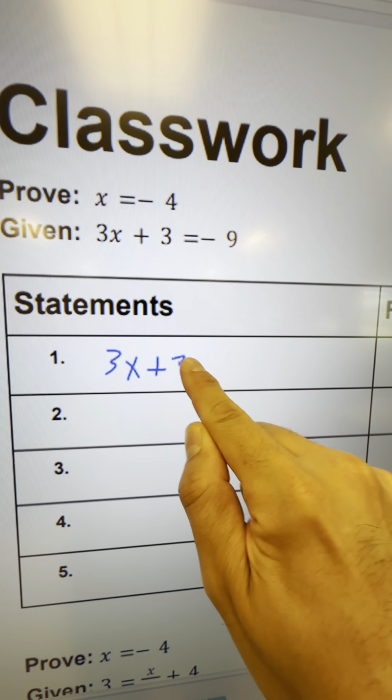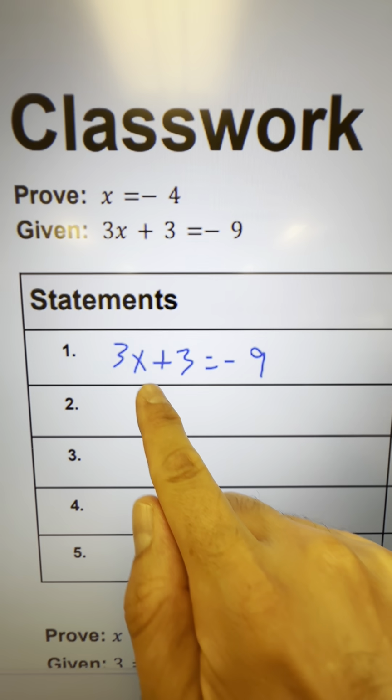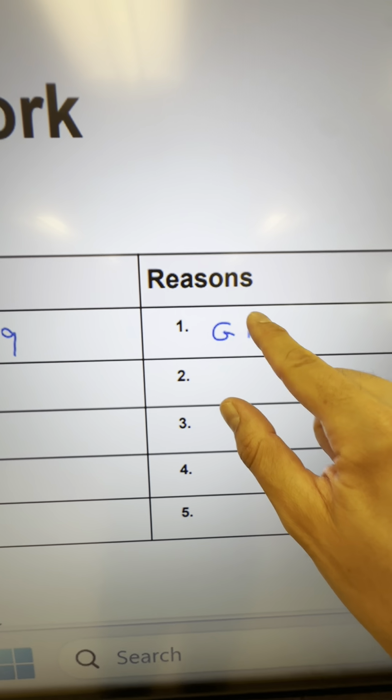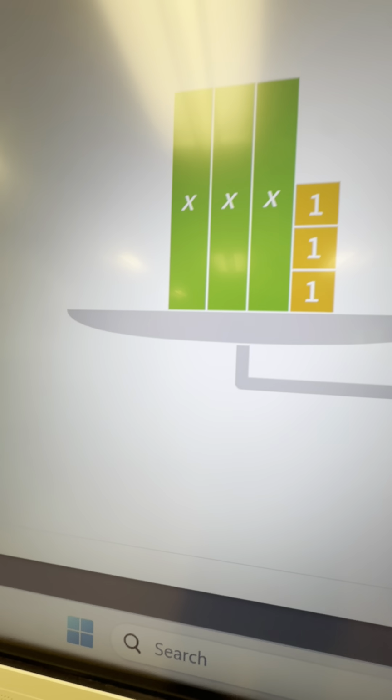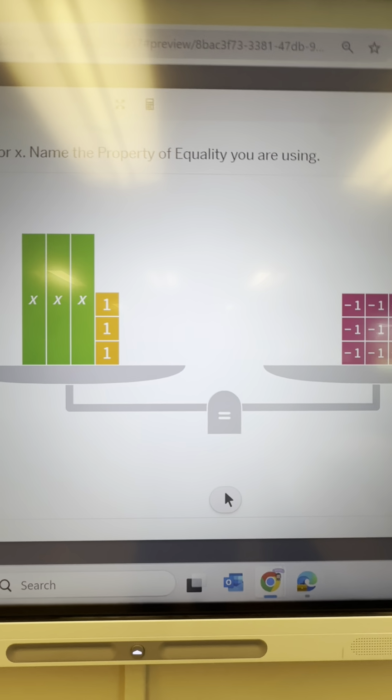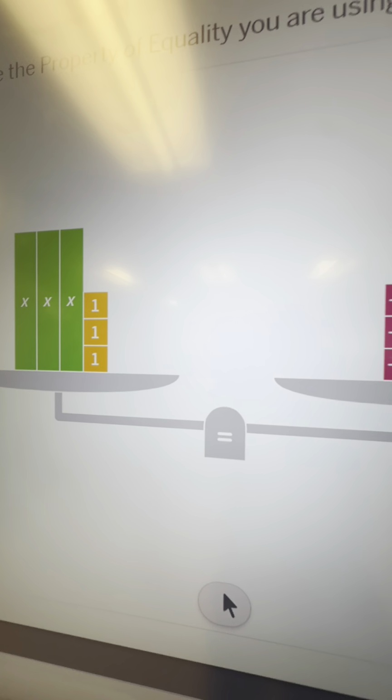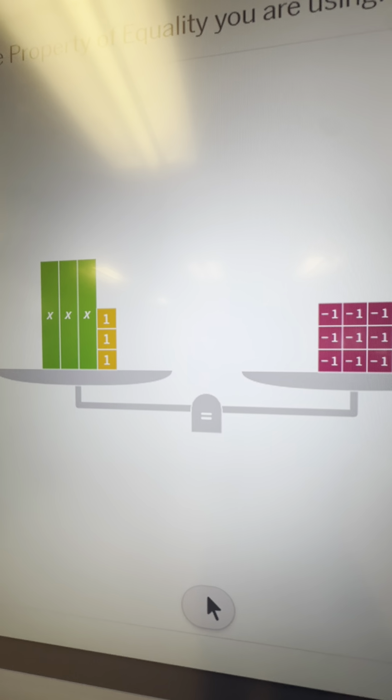3x plus 3 is equal to -9. And the reason for this is going to be it's given. So it was told to me. It was given to me. So let me jump forward to the visual model here. Let me just minimize this a little bit better so you can see it.